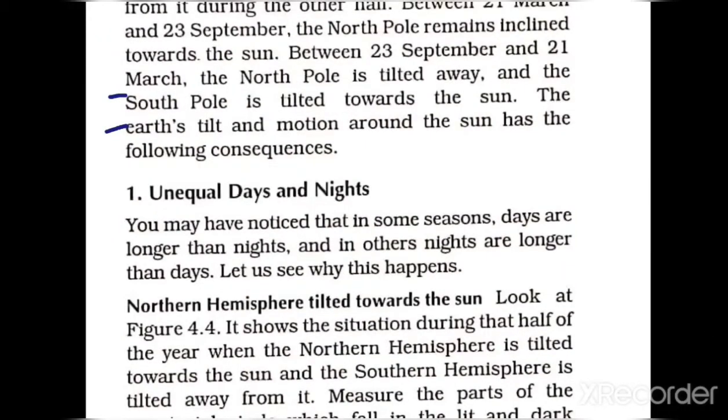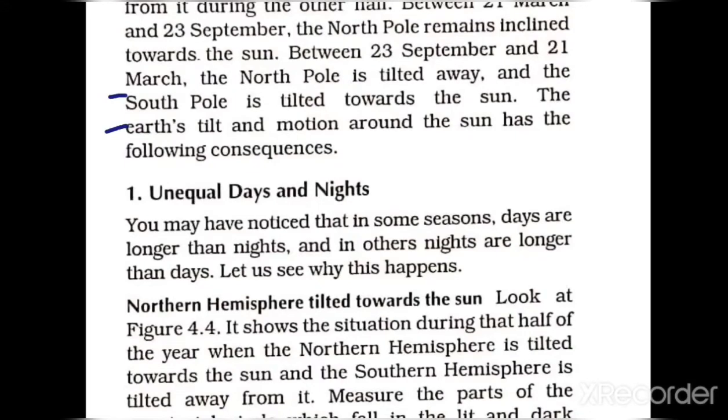the earth's tilt, and motion around the sun has the following consequences. Okay, because of the earth's tilt, the earth is not straight, okay, it is rotating, it is somewhat slightly tilted, so थोड़ा सा त्रासा है, हम बोल सकते हैं कि थोड़ा सा त्रासा है, जिसकी वजह से जो सन के मोशन है उसमें उसका रिजल्ट क्या है वो हम पढ़ेंगे. पहला रिजल्ट है अनइक्वल डेज एंड नाइट.